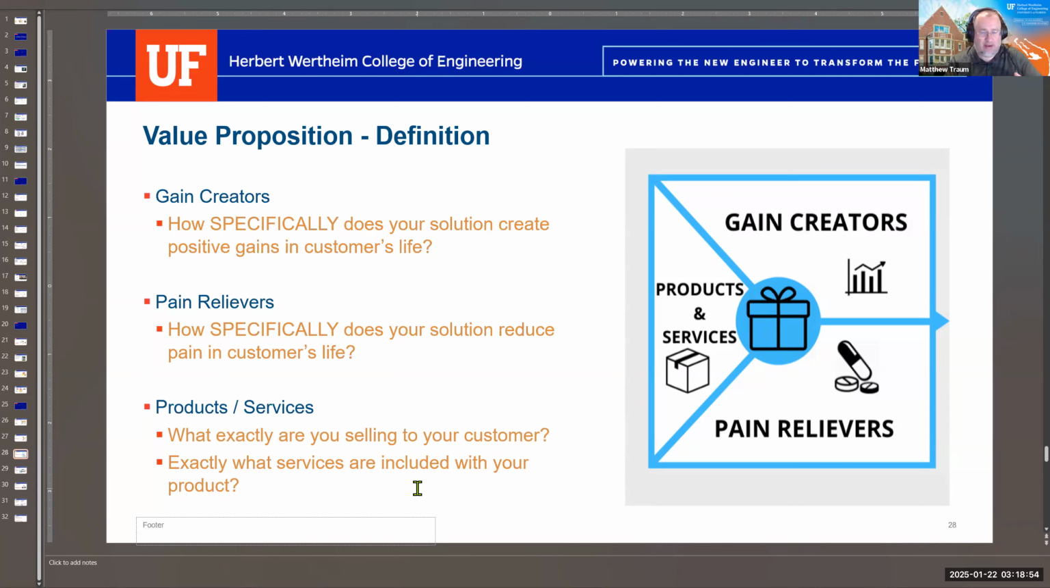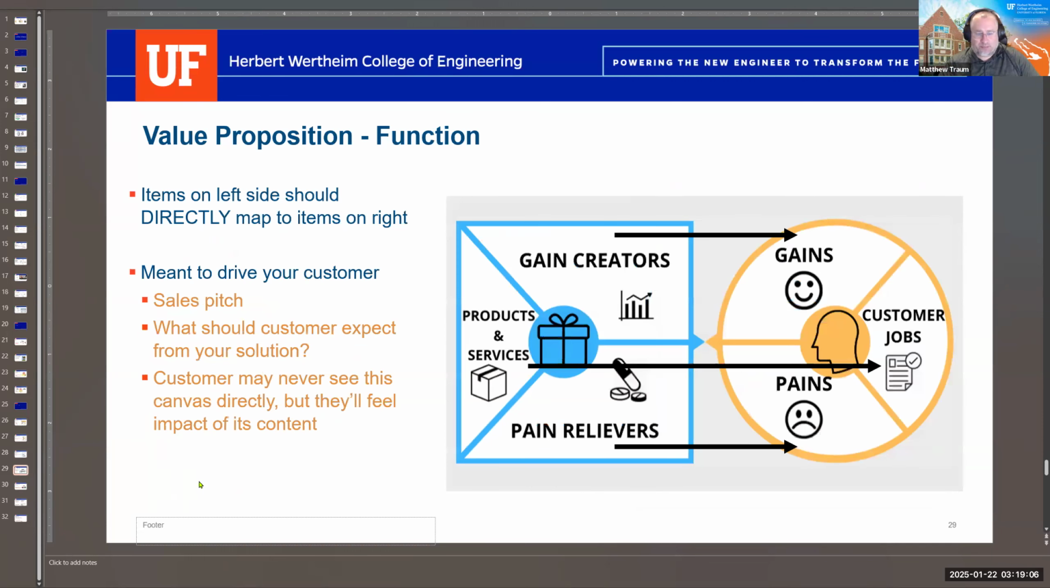So, you have to think about how you're going to package your product in a way that makes sense to the customer to achieve these appropriate gain creators and pain relievers. And as I said before, these map onto each other, right? So you come up with the customer's gains, and then you need to come up with or articulate gain creators that map directly onto the gains that the customer wants to achieve.